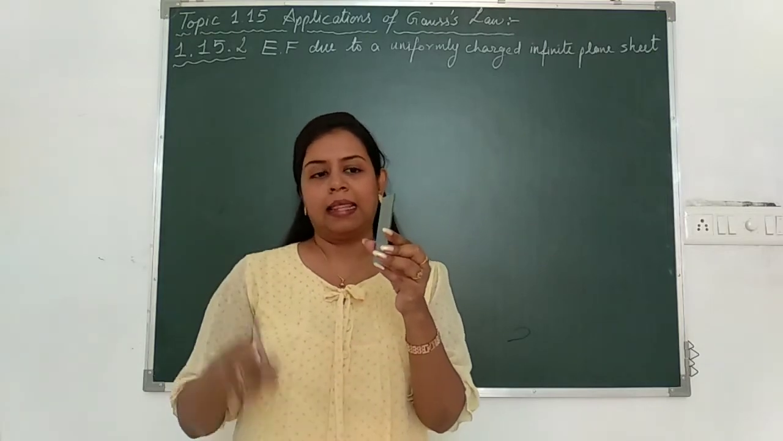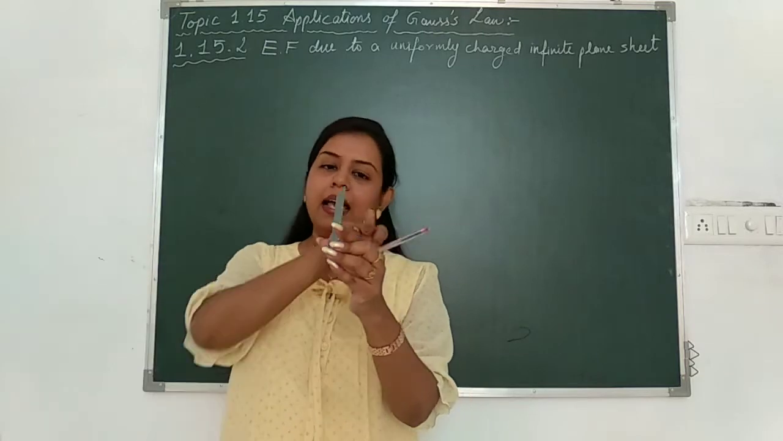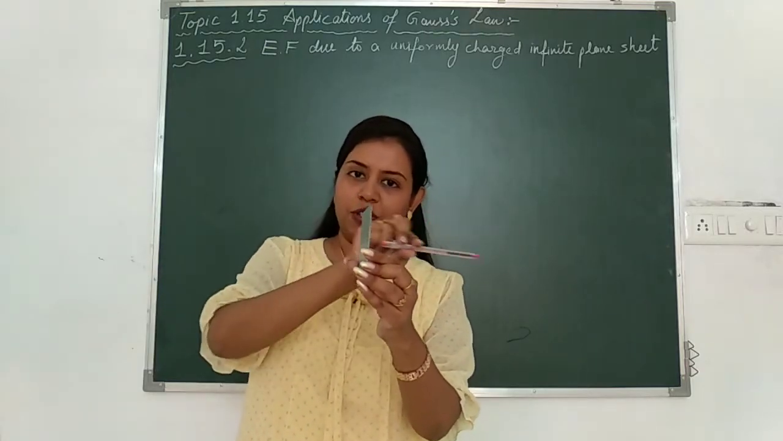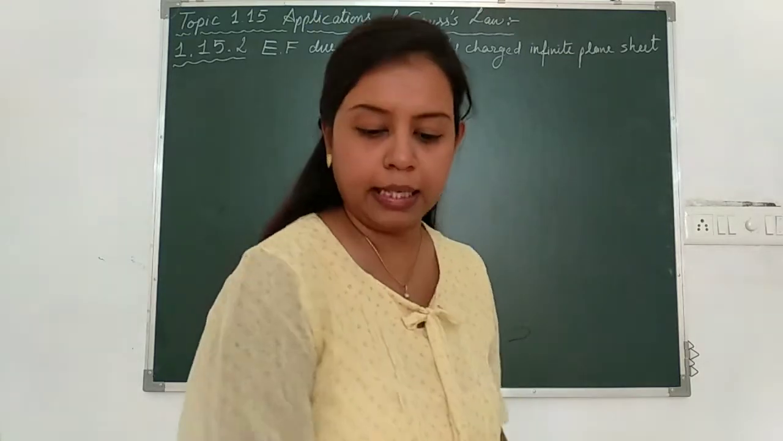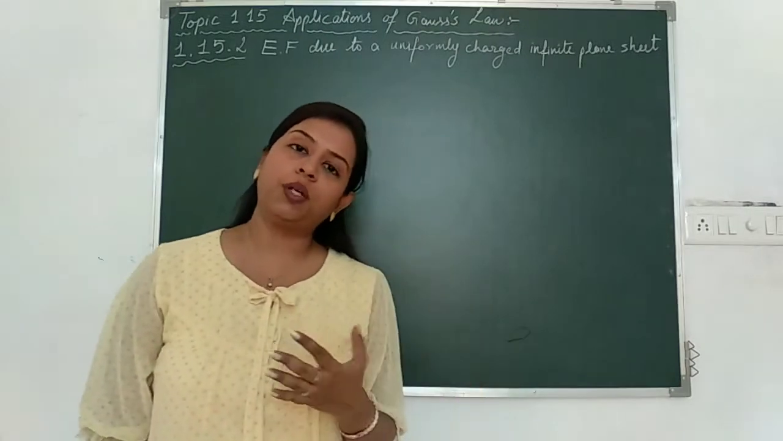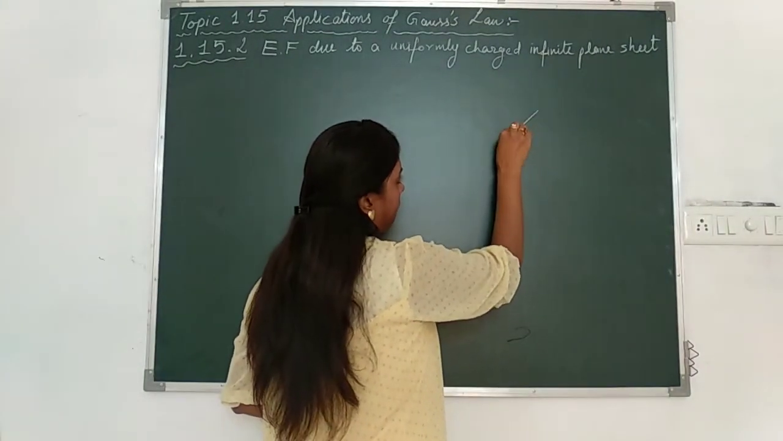Then on this side, the electric field will be coming outwards like this. And here, the electric field will be in this direction. So suppose we need to calculate electric field on either side of the sheet at a point which is at a distance x from the sheet. So we'll draw the figure.